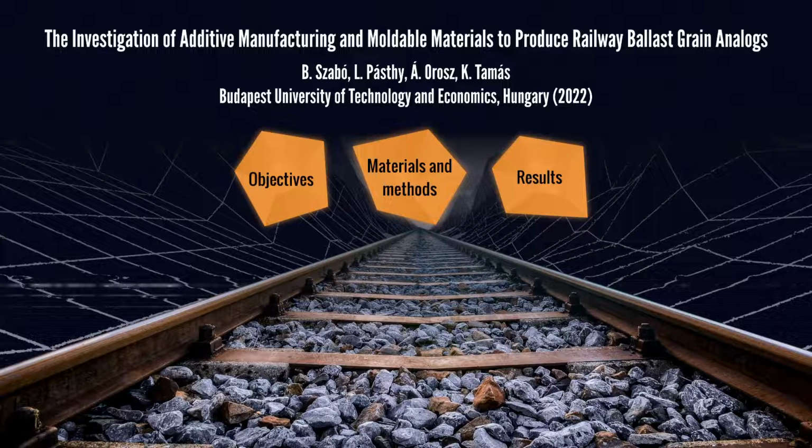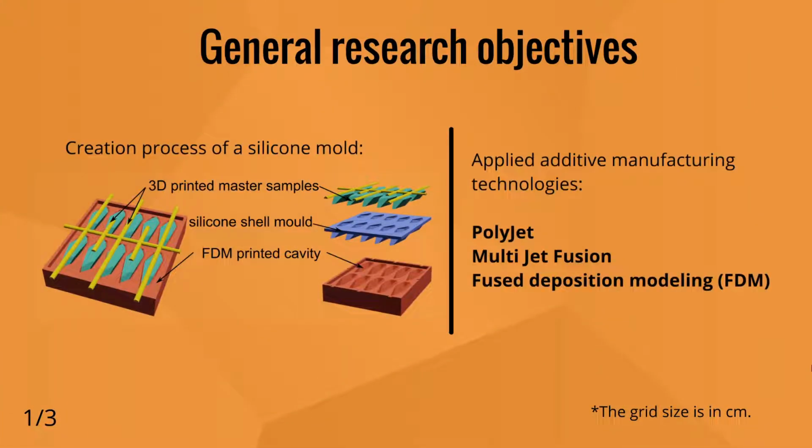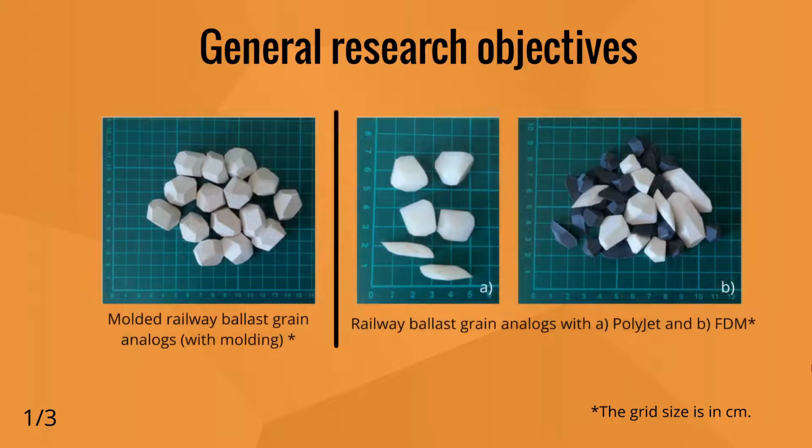However, natural grains have random geometry, which makes the characterization of every grain almost impossible and the experiments hard to control. In this study, different molding and additive manufacturing technologies have been investigated to produce railway ballast grain analogues with controlled shape. With artificial grains in the experiments, it becomes possible to conduct the test several times on assemblies that consist of identical grains.